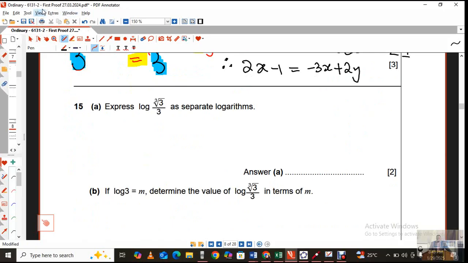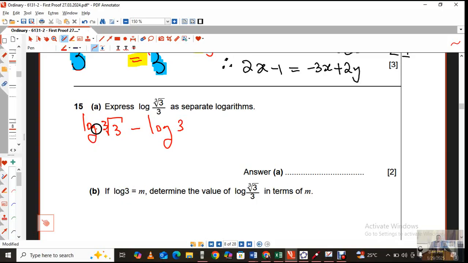question 15 says you must express this as separate logs. Right now it's a single log. Many ways you can do this, but let's suppose I say this means log 3 of the cube root of 3, because I'm subtracting. If you have the log of numbers being subtracted, it's like you're subtracting logs of the same base. Okay, we are halfway there. I think you already get a mark for that.